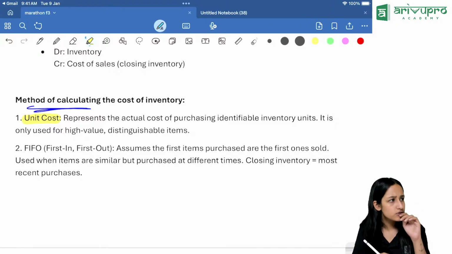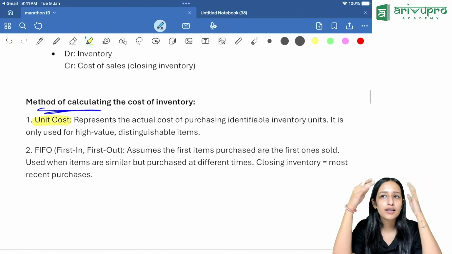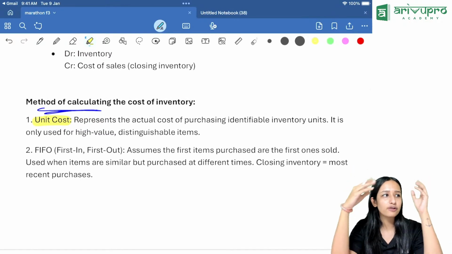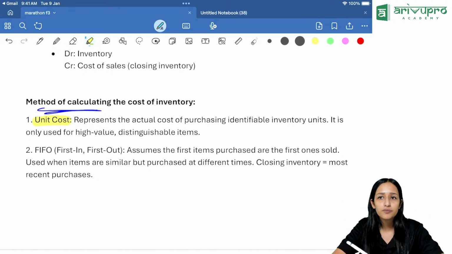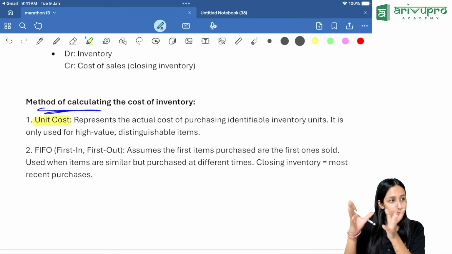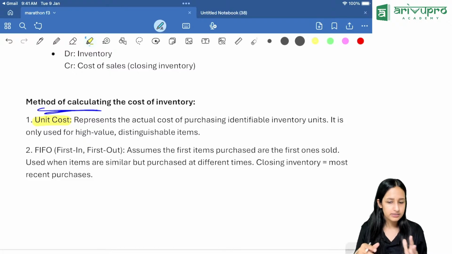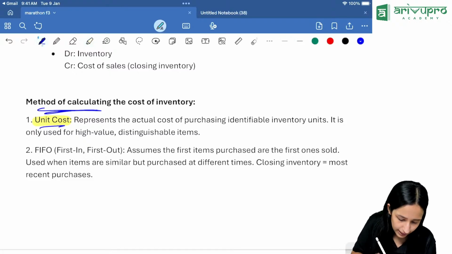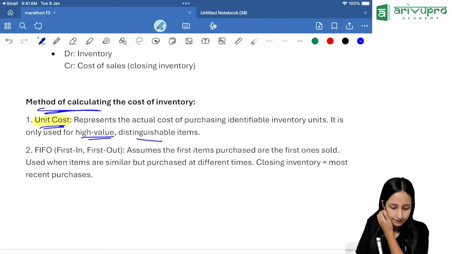What is unit cost? Unit cost is the actual cost of purchasing. Now, if you look at high value goods, for example, which are not manufactured in bulk, let's say Jimmy Choo shoes and Gucci bags, etc. All these things are not manufactured in bulk and thrown into warehouses. Everything is very, very expensive, a high profile item, correct? So for that, each will have one cost. Okay, it's a distinguishable high value item.